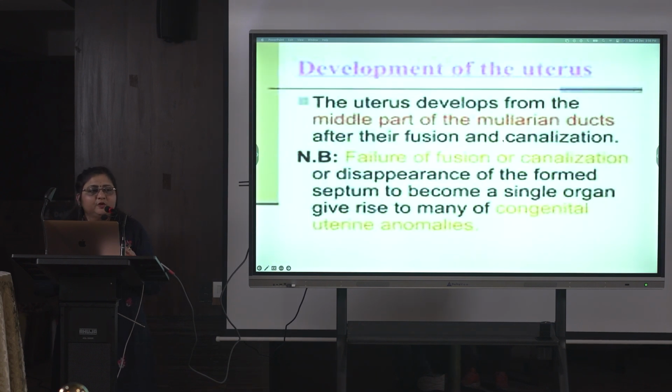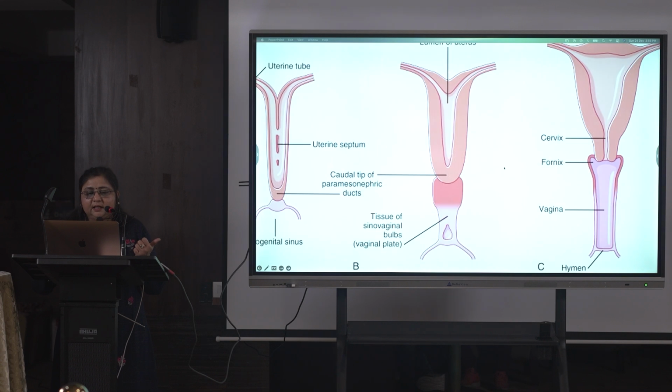So the uterus develops from the middle part of the Mullerian ducts after the fusion and canalization. There are defects at different levels, which I will tell you. So these are uterine tubes, they are fusing here, this is sitting on the urogenital sinus here, and the lumen of the uterus is developing here, and finally the uterus, cervix and upper 2/3 of vagina have developed from these two paramesonephric ducts, which were coming like this.